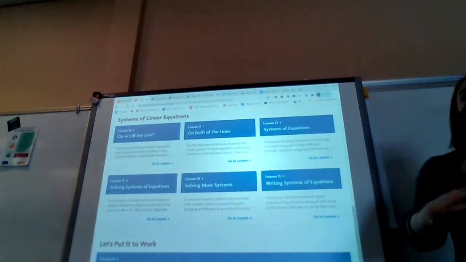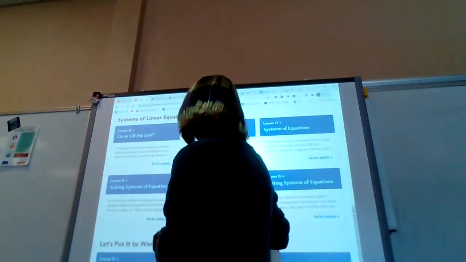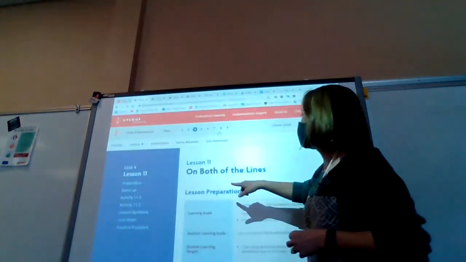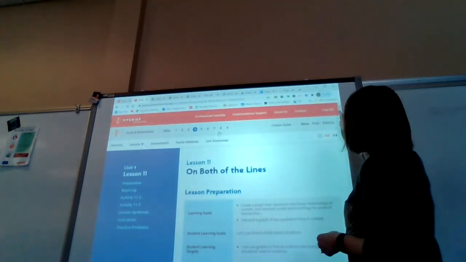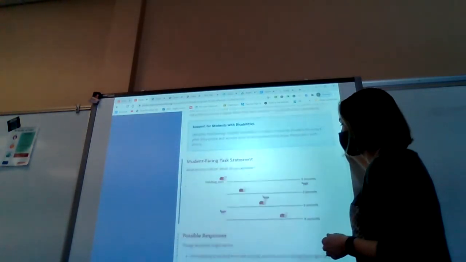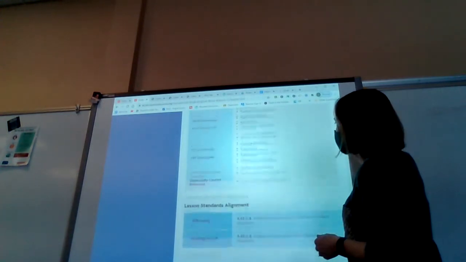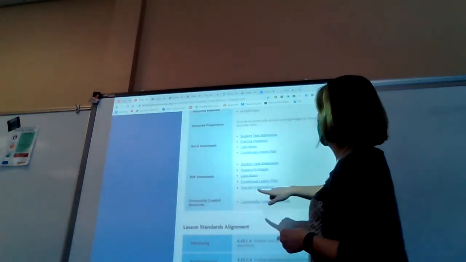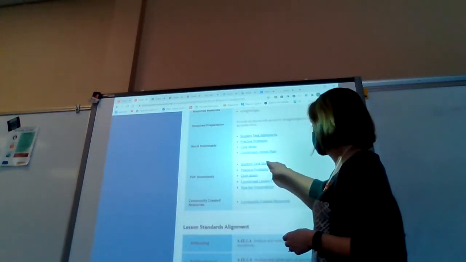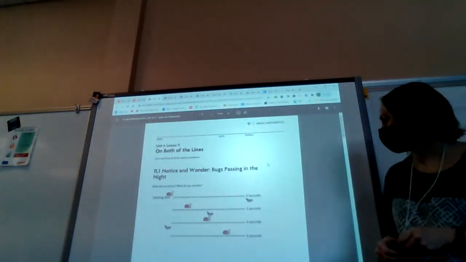Okay. Class, take a minute. What do you notice? What do you wonder? What is up with these ladybugs? How come there's no dots on the line? Is the ant going the wrong direction? No, maybe the ladybug's going the wrong direction.